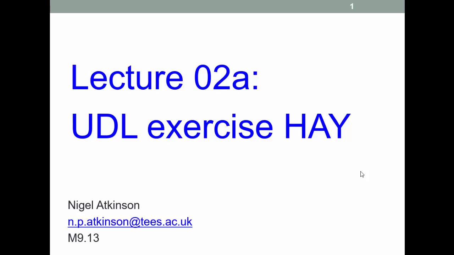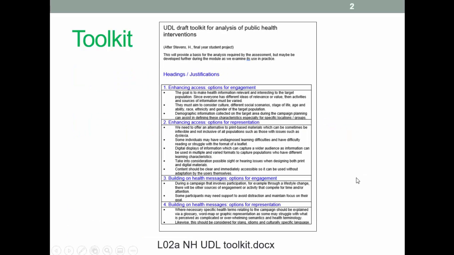So we'll use the How Are You quiz as an example of using the UDL tool. This is a toolkit we'll be using. It's based on a project, as I mentioned before. We may decide to develop it further in the light of your experience of using it. It's available in the Learning Materials folder.